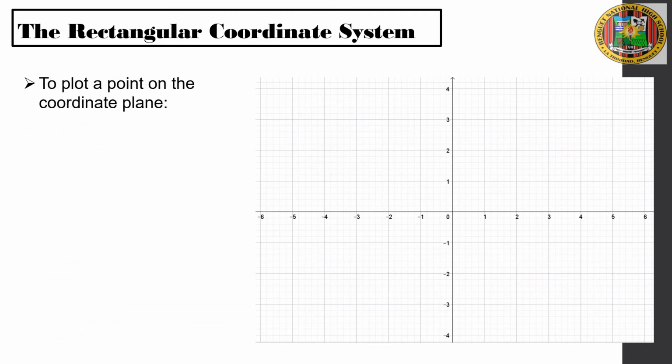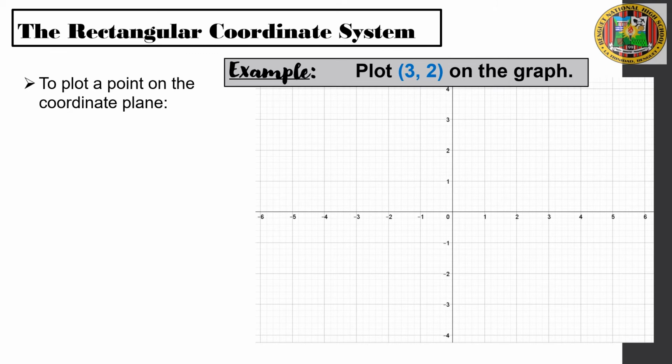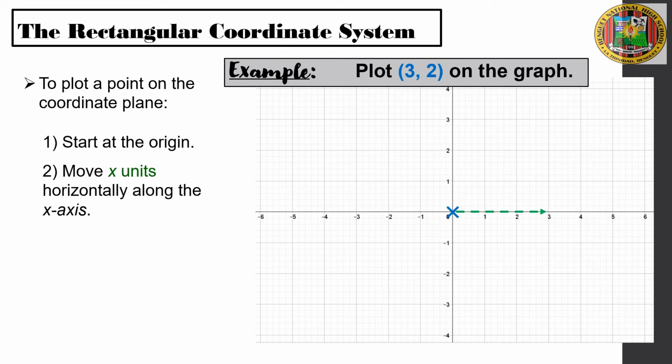So how do we use this rectangular coordinate system? To plot the point (3, 2) on the coordinate plane, we follow these steps. First, we start at the point of origin. To move towards the location of the point (3, 2), we look at the ordered pair. The abscissa, or the x-coordinate, is positive 3, which means we should move 3 units to the right, horizontally along the x-axis.